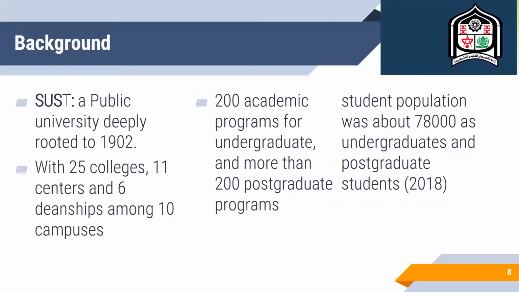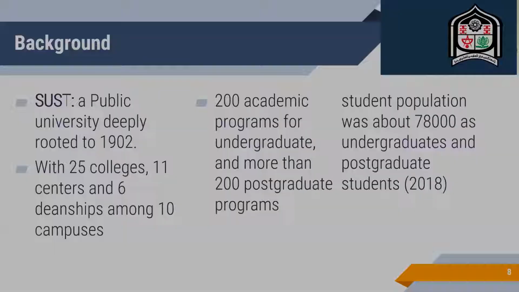So the case study was in Sudan University of Science and Technology, which is a public university located in Khartoum. It has more than 25 colleges, 11 centers, and 6 deanships distributed among 10 campuses, and there are more than 200 academic programs for undergraduate and postgraduate students. The student population, undergraduate and postgraduate, is 72K according to 2018 statistics.